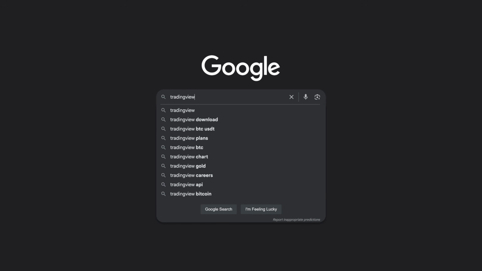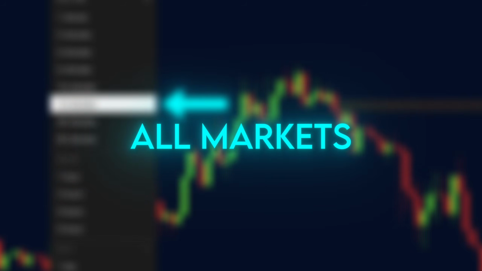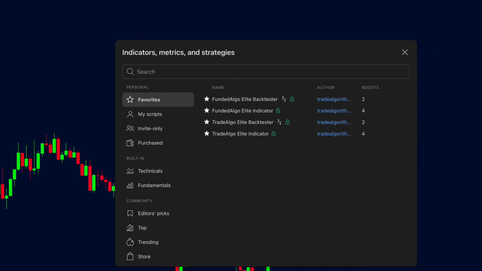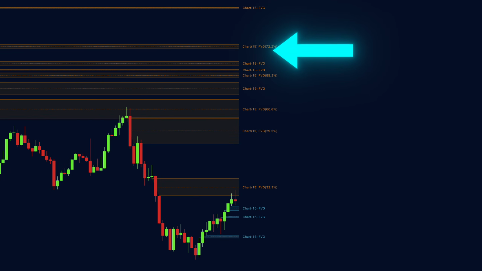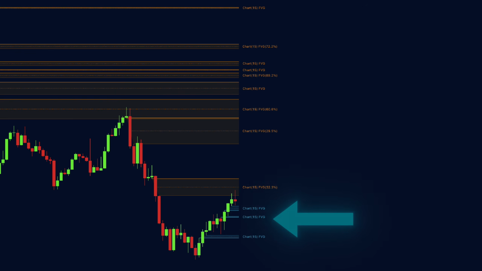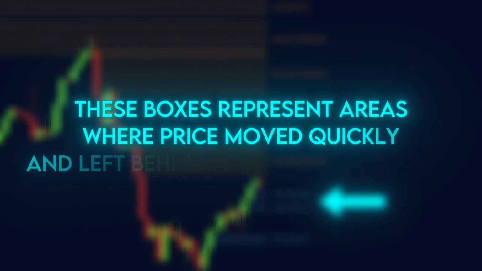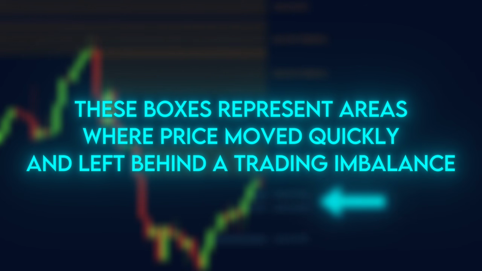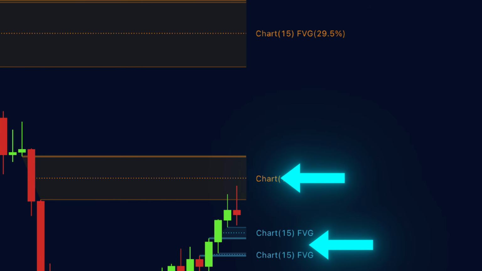Open TradingView and load any chart you want. I'm using the 15-minute time frame here, but this works on all markets and time frames. Click Indicators, search for Fair Value Gaps by DGT, and add it. As soon as it loads, you'll see rectangular zones appear directly on your chart. Some zones will be above price, some below. These boxes represent areas where price moved quickly and left behind a trading imbalance. The indicator continuously tracks whether each gap is still open, partially filled, or fully resolved.